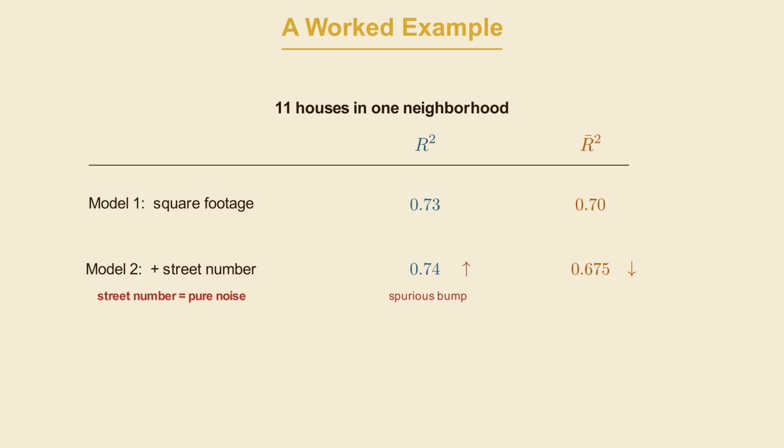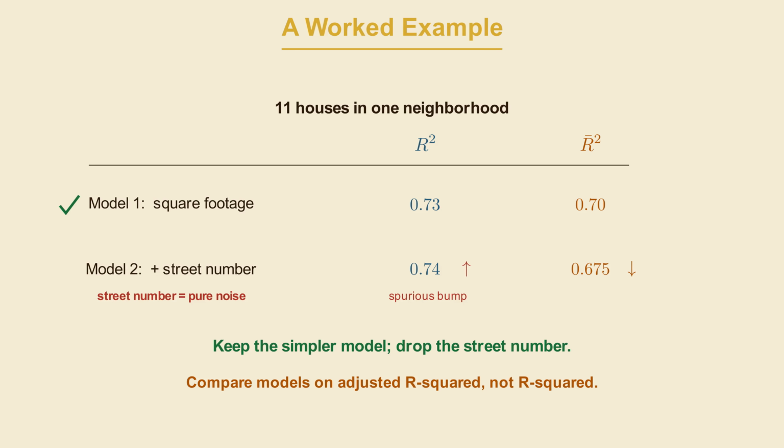So the two numbers disagree, and they disagree on purpose. Regular R-squared went up, and it told her to keep the street number, while the adjusted R-squared went down and told her to drop it. The adjusted R-squared is the one we should follow. The honest call is to throw the street number out and keep the simpler model. That's the whole job of the adjusted R-squared. When you're choosing between models with different numbers of variables, you compare them on an adjusted R-squared, not on a regular R-squared basis.